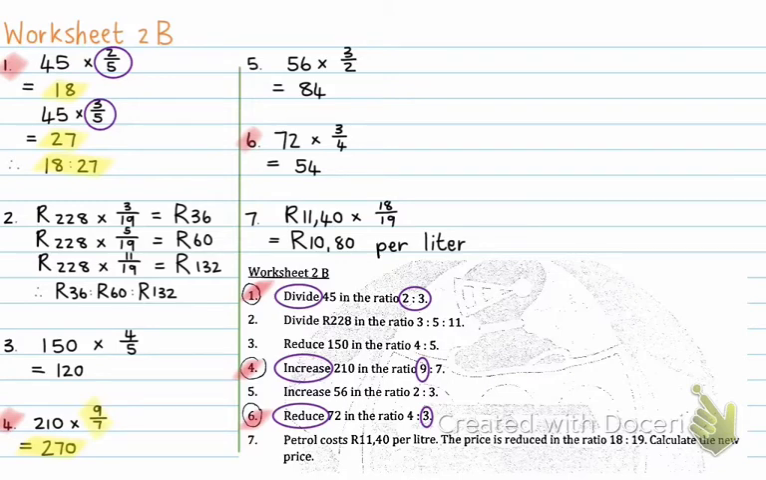So you're going to say 72 times 3 over 4. That's going to be the first line in your answer. And if you do that with a calculator, then you will get an answer of 54. And have a look, guys. Your answer is 54, and that is smaller than 72. So we did reduce 72, so we are correct.